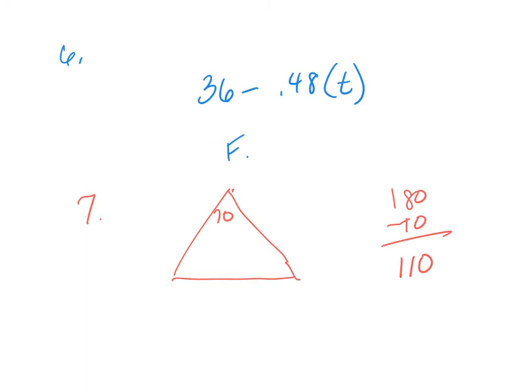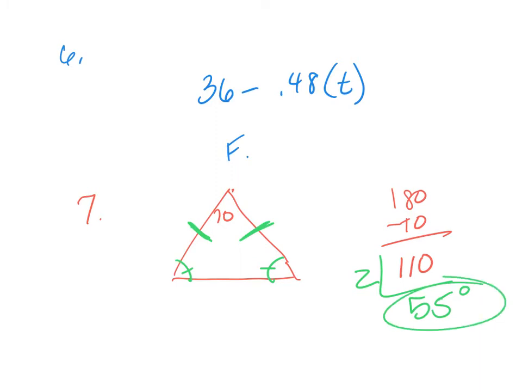Analyze the question. The question is, how much is one of those two? It also tells you that this side here is equal to that side there. Therefore, it's an isosceles triangle. Isosceles triangles have two equal sides and two equal angles. So this guy here is equal to this guy here. So we take 110 and divide by 2, and we get 55 degrees. And that is the answer.